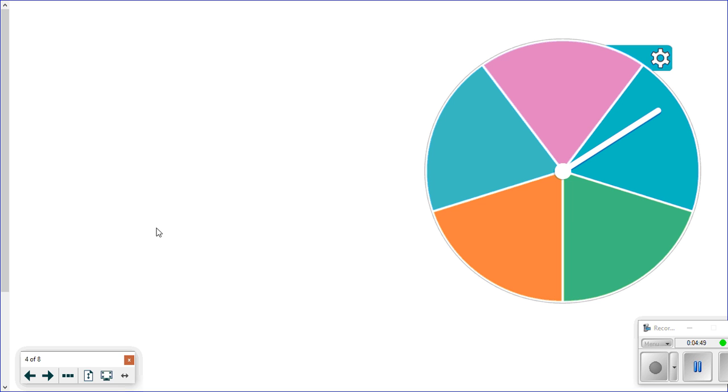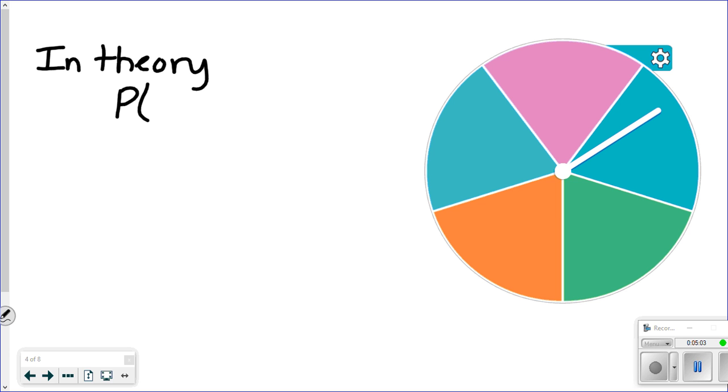Here's what the spinner looks like. In theory, what should have happened? But this is what the experiment had. Okay, so let me show you. This is an example. It's going to say, in theory, what's the probability of landing on a blue? In theory, on this spinner, two-fifths. In theory, that's what should happen, right? So that's your in theory answer.